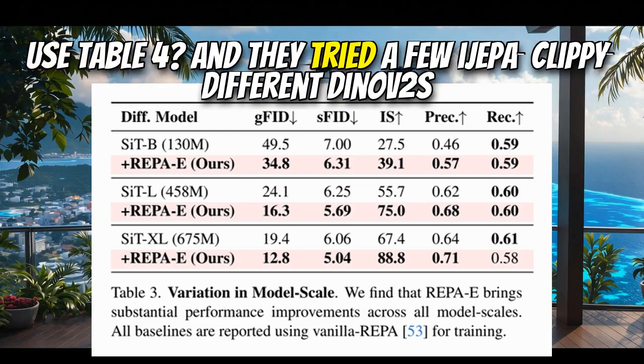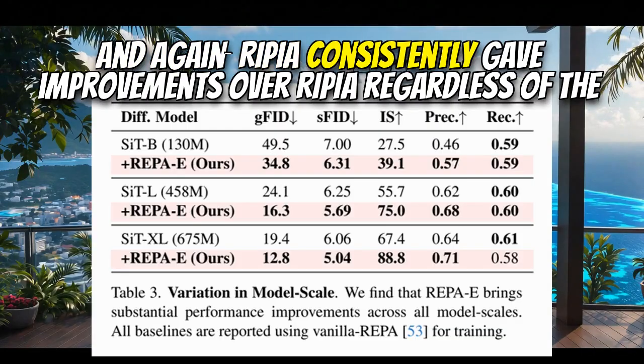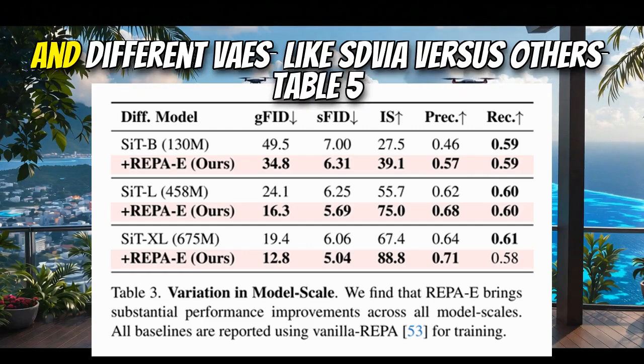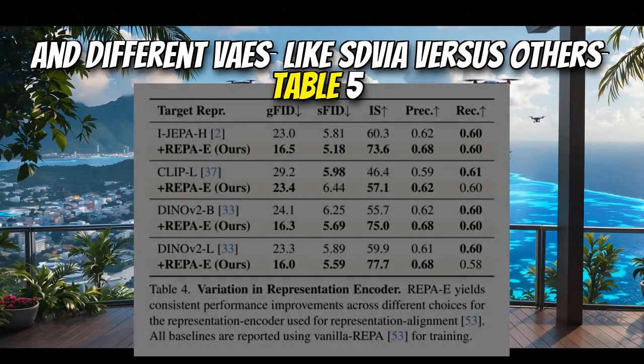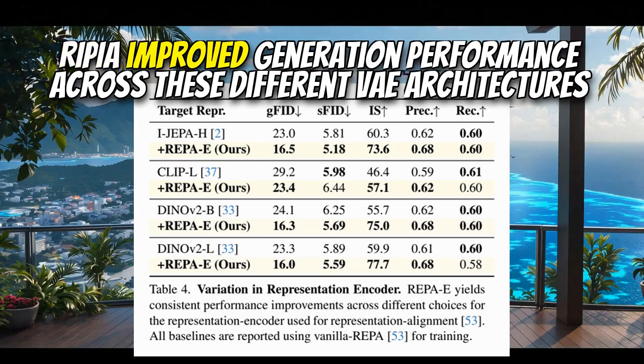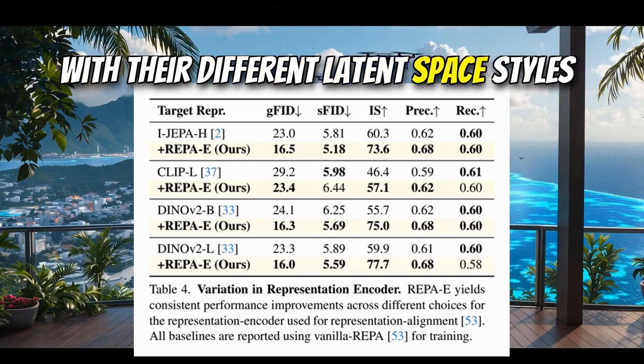Table 4? They tried a few: I-JEPA, CLIP, different DINOv2s. And again, REPA-E consistently gained improvements over REPA regardless of the specific encoder. Seems the core idea is robust. Okay. And different VAEs, like SD-VAE versus others. Table 5. Same story. SD-VAE, and others.